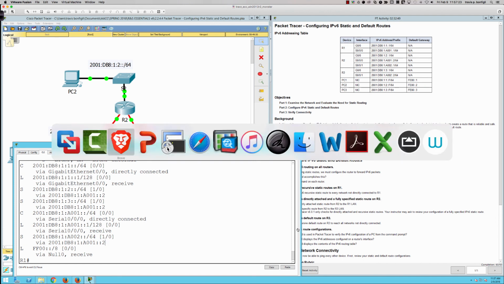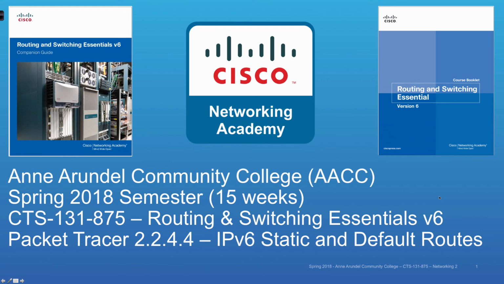All right, well, this is going to wrap up, and again, much briefer than the IPv4 conversation, because we defined a lot of the terminology, and it's the same in terms of the directly connected, in terms of the recursive, and in terms of the fully specified static routing. All we're doing here is basically substituting IPv6 for IPv4 in order to make things work. All right, well, this is going to wrap up Packet Tracer Activity 2.2.4.4, where we took a look at IPv6 static and default routes.